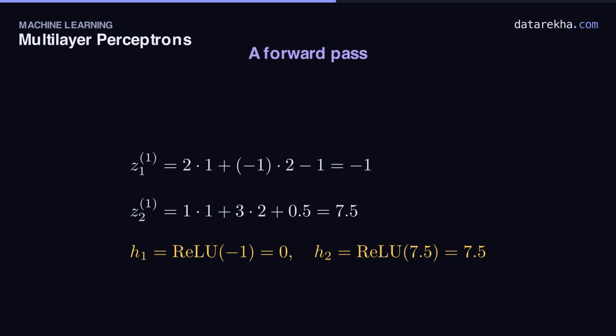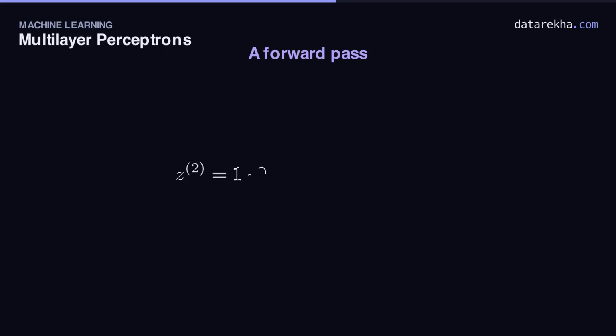So it clips to 0, that neuron is silent. 7.5 is positive, so it passes straight through. The hidden layer outputs 0 and 7.5 onto the output. Its weighted sum: 1 times 0 plus 0.2 times 7.5 minus 1. That's 0, plus 1.5, minus 1, which is 0.5.